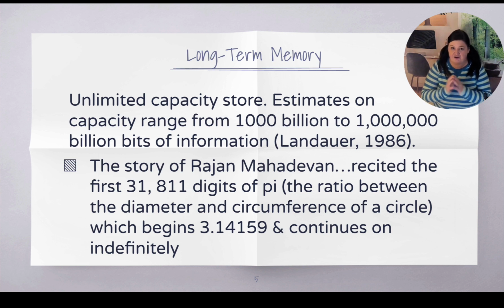We can store as much as we need in order to keep all our thoughts locked inside where they're safe. There's a story of a man named Rajan Mahavardhan. He recited the first 31,817 digits of pi. That's a really high number of things to be aware of at one time. Some of those memory techniques we're going to watch in a TED Talk video. But because there is no limit to how much we can store in our long-term memory, it makes sense.